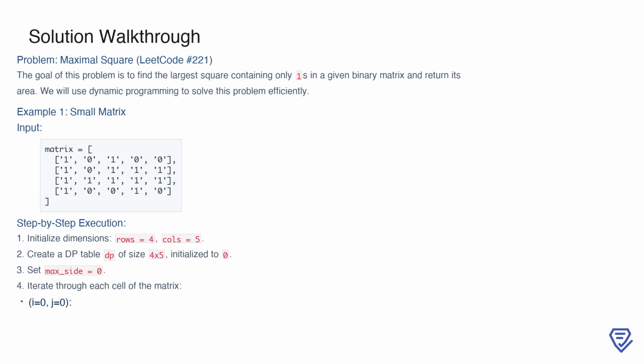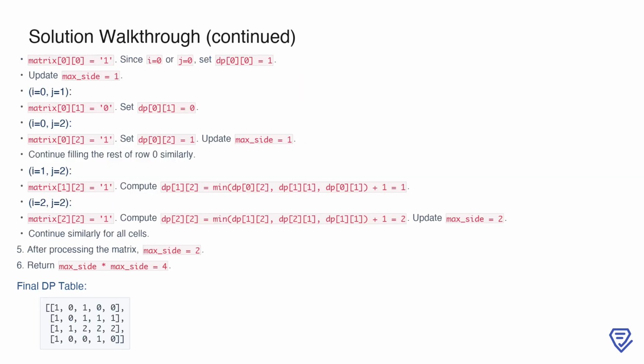For cells in the first row or column, the DP value is simply 1 if the matrix has a 1 in that position. For the rest of the cells, we compute the DP value based on the values from adjacent cells in the DP table. Now, let's process the first few cells of the matrix step by step. At i equals 0, j equals 0, the value in the matrix is 1. Since this is in the first row, we set dp[0][0] to 1 and update max_side to 1.